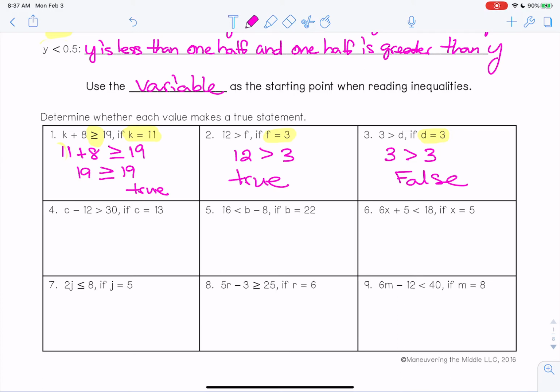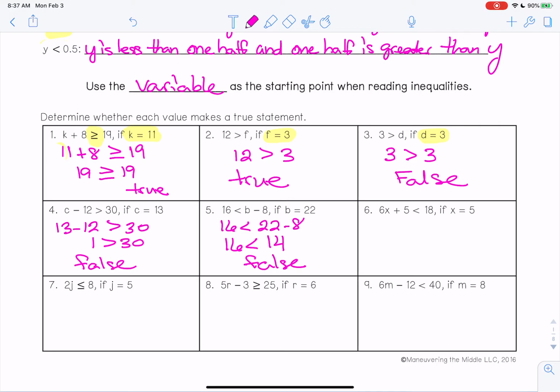Welcome back. So for 4, when you plug in that 13, you get 13 minus 12 is greater than 30. 13 minus 12 is 1. 1 is not greater than 30, so this is false. For 5, we have 22, so 16 is greater than 22 minus 8. 22 minus 8 is 14. 14 is not bigger than 16, so this is false.